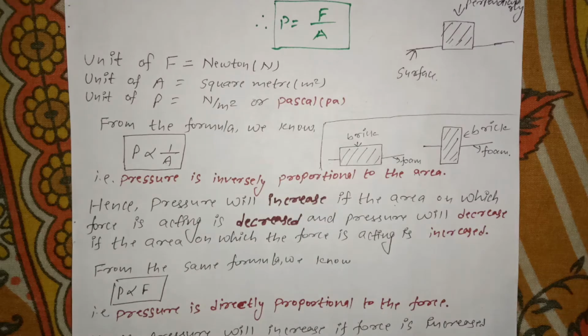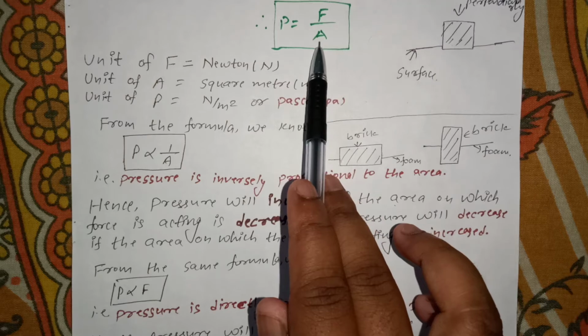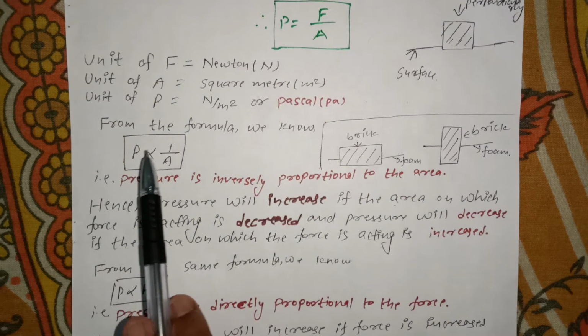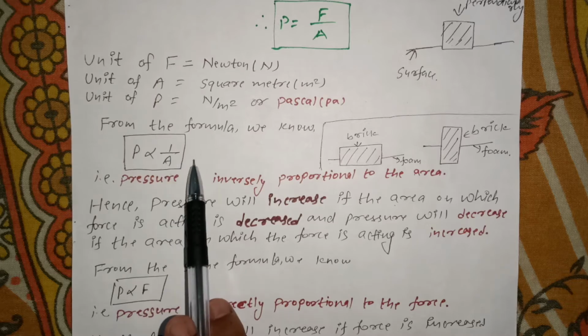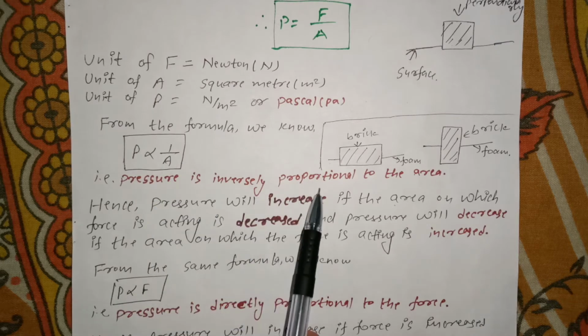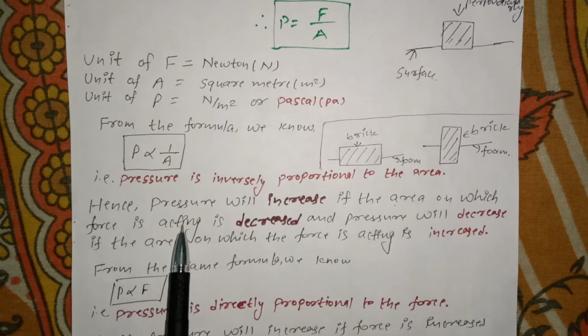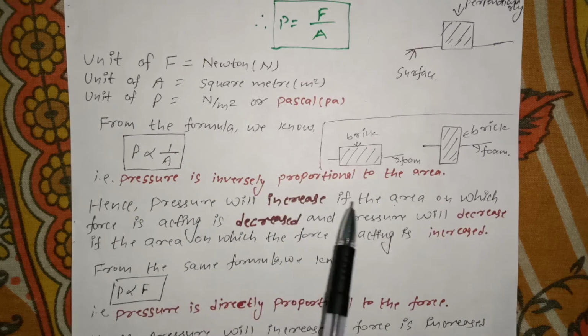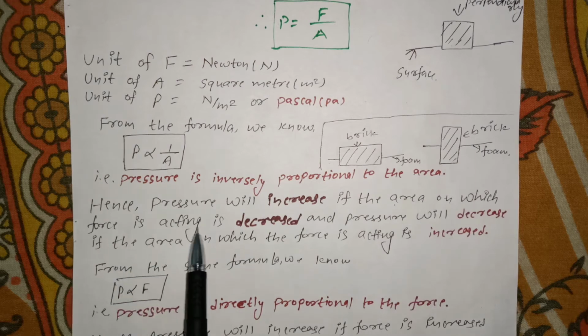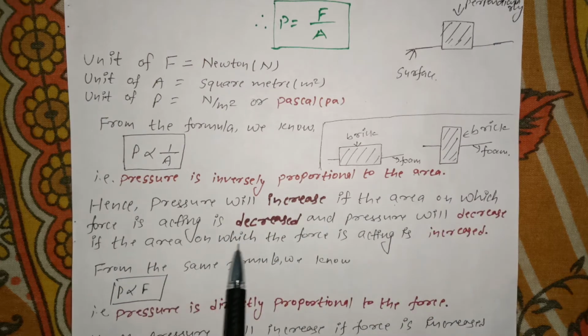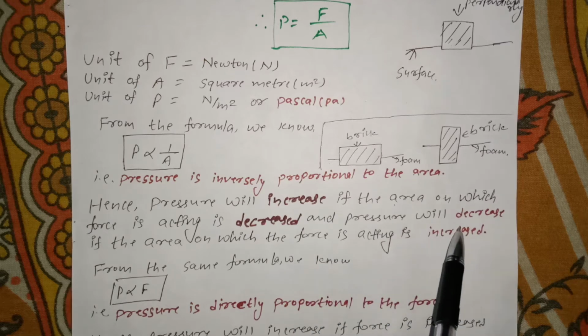From the formula of pressure, that is P is equal to F by A, if we consider force to be constant, then we can write that P is inversely proportional to A, that is pressure is inversely proportional to the area. Now this statement is trying to say that pressure will increase if the area on which force is acting is decreased and pressure will decrease if the area on which the force is acting is increased.